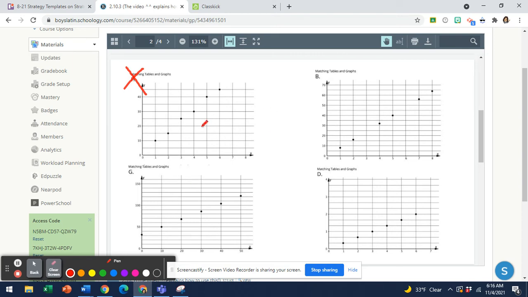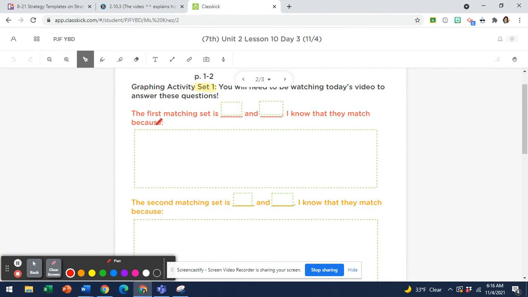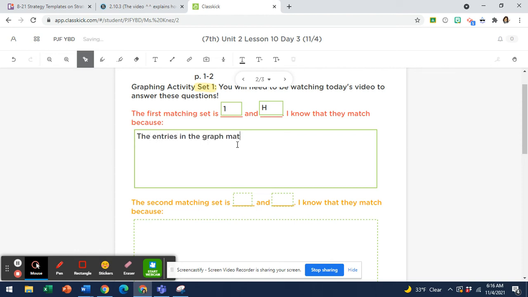I also know that H won't be the correct answer for tables 2, 3, or 4, because I already used it for table 1. So the first matching set is 1, because I had table 1, and H, because I had graph H. I know that they match because the entries in the table match the coordinate pairs in the graph. I mixed up graph and table a couple of times there.